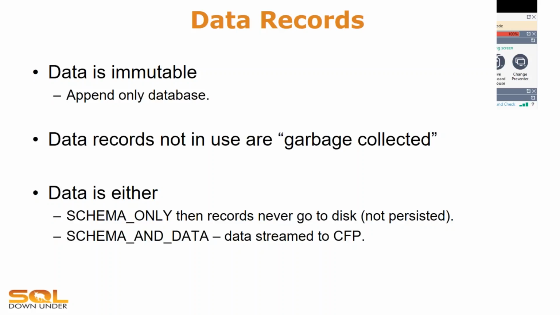Schema-only records never go to disk, so they're not persisted. And with schema and data records, that data is streamed to the containers that we've seen previously and sits on disk in a checkpoint file pair.